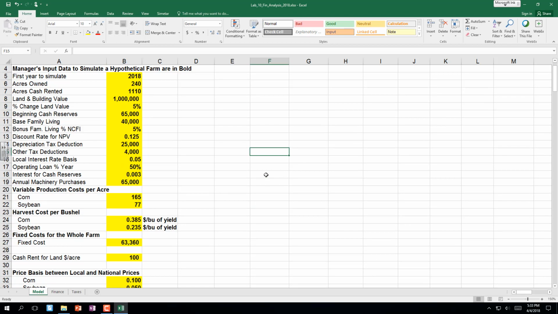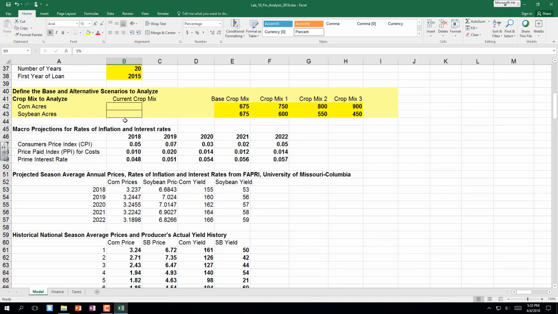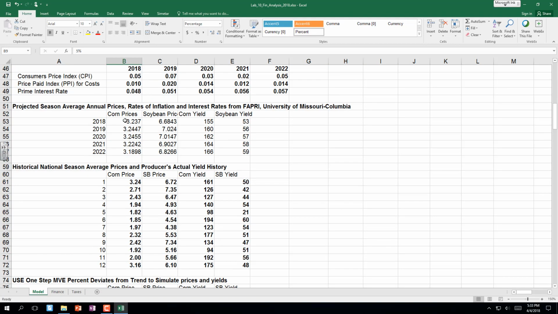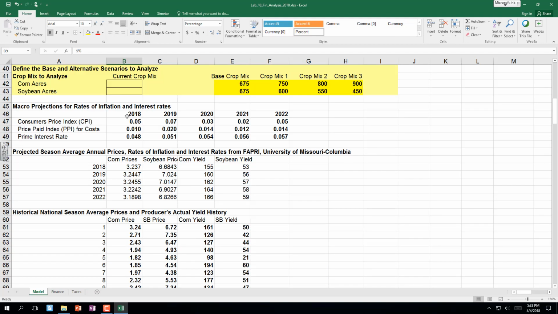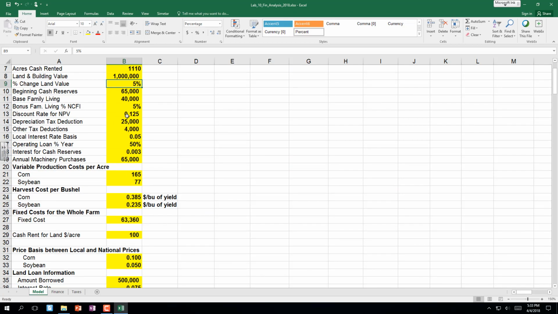Homework 6 is blank down here, where we actually have stubs that tell us what to put in. You can just do that yourself. So what we start with here is input data. The input data is bold and yellow. We have acres owned, acres rented, land value, change in land value. Let's see, we also have one down here. Maybe we ought to delete that one. Nope, we've got that one. We're going to use it.